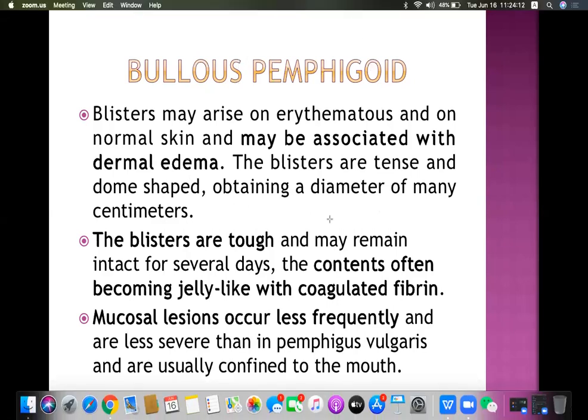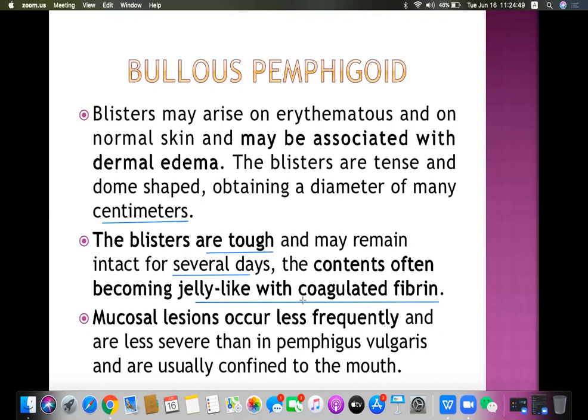Sometimes small, sometimes big. They may reach up to centimeters. The blisters are tough. We already talked so many times. They may remain intact for several days, and the contents often become jelly-like with coagulated fibrin because they are present for longer duration. That's why there will be some changes inside the blister or vesicle. They become jelly-like with coagulated fibrin. Somehow, if they are ruptured, exactly this type of substance would come out.